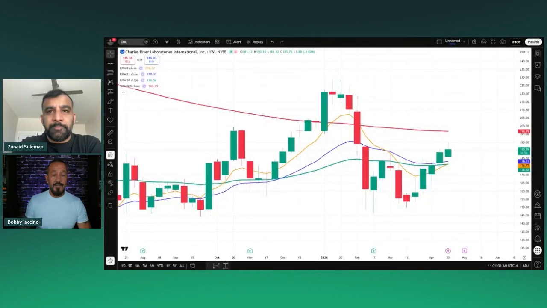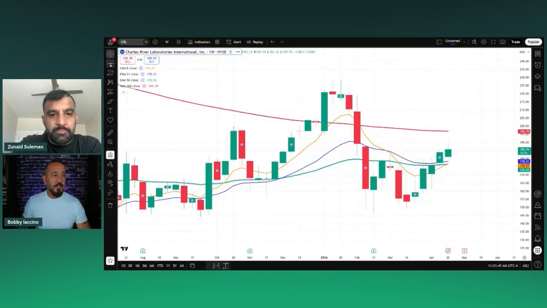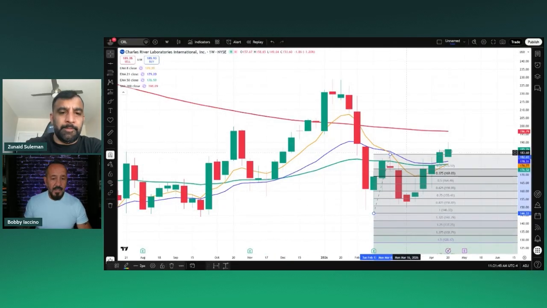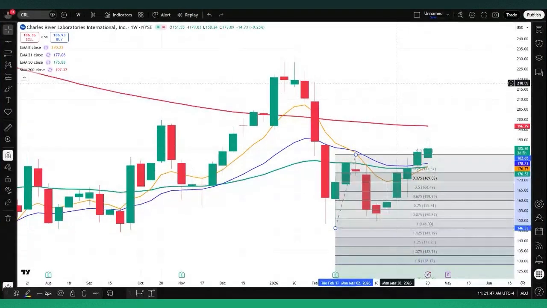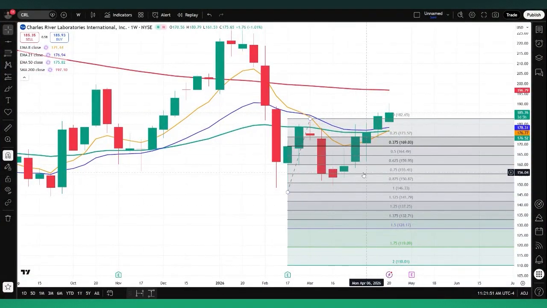So CRL on the daily, that is very clean. Let's go through some of the measurements that I talked about. First, let's measure the distance between the two highs, and we do that by going bottom to top. From the bottom here to the top. And you can see that this low, just tell me if it's clear, Z. Yep, this low is within the 75 and the 125.